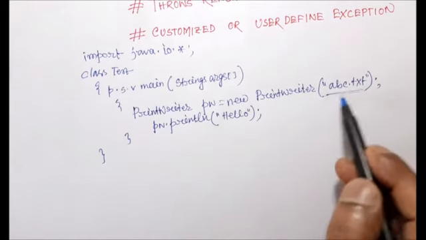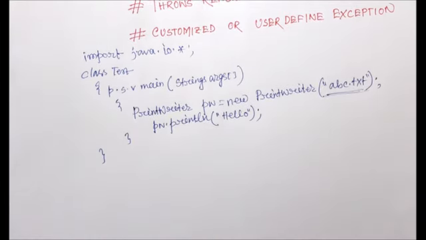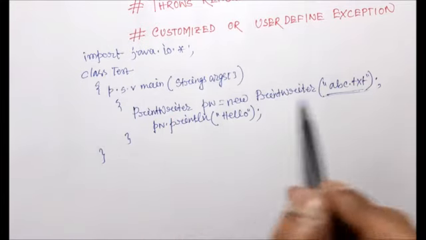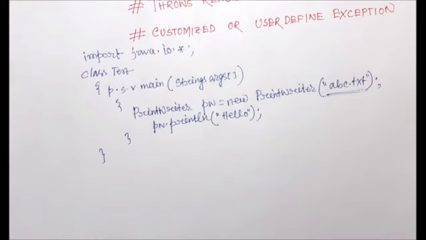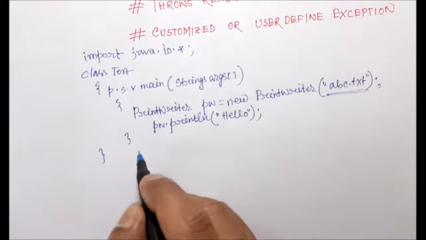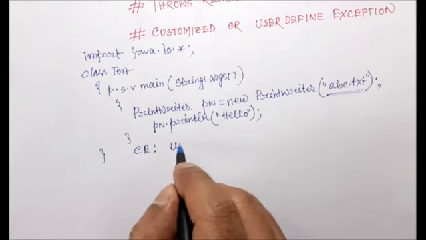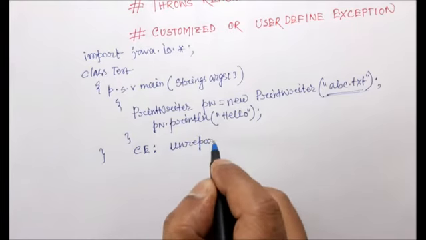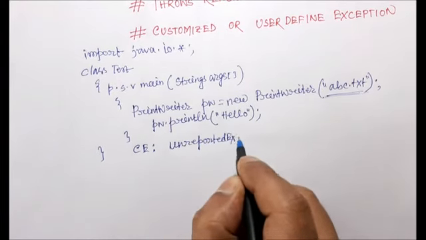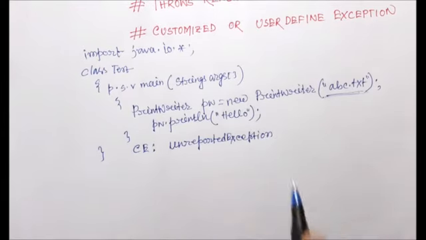This file may not be present at the accessing time, and we have not used any try catch block. So the compiler will see that there is no handling code for this checked exception, and it will report a compile time error: unreported exception java.io.FileNotFoundException must be caught or declared to be thrown.